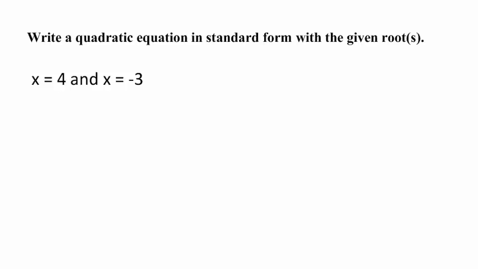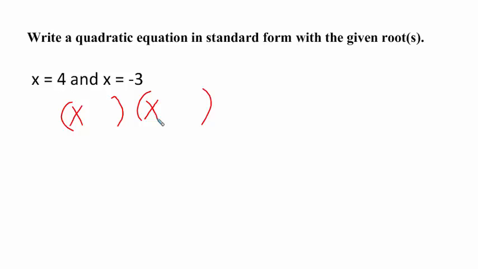In this problem, you need to write an equation that has the given roots. Since they give you two roots, that means your equation can start out with two factors. And a root is just a number that makes a factor equal zero. So we're going to have a factor for x equals 4, and we're going to have a factor for x equals negative 3. We need an x in each of these.